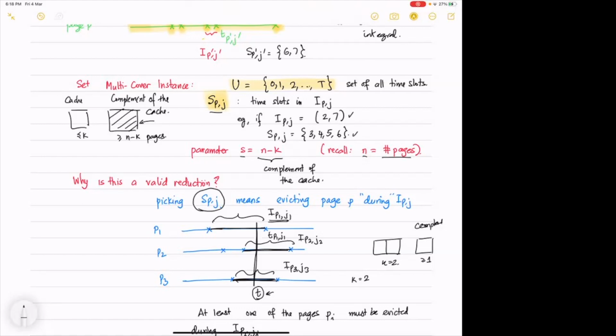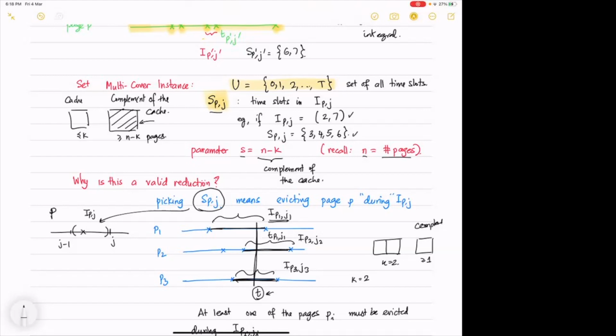Remember, this S_{p,j} corresponds to a page p, and this is the jth access to the page p, and this is the (j-1)th access to the page p, and S_{p,j} corresponds to this interval. So intuitively, if you select this set S_{p,j} in your solution, it means that you are evicting this page p at some point during this interval.